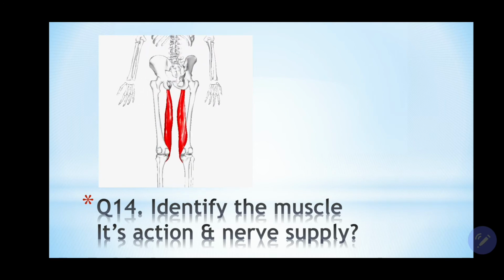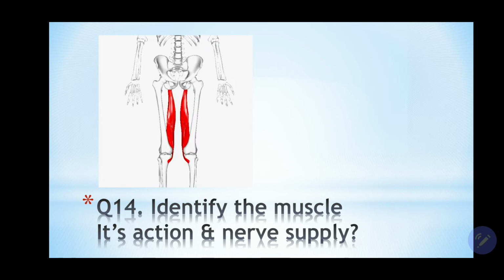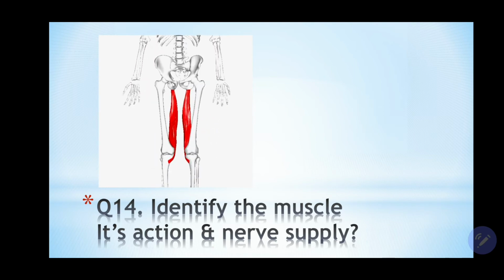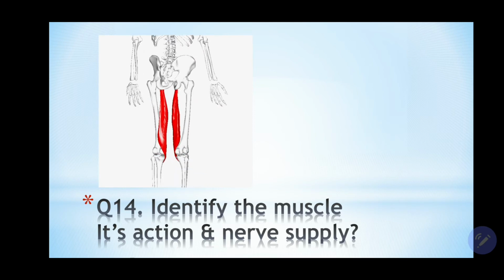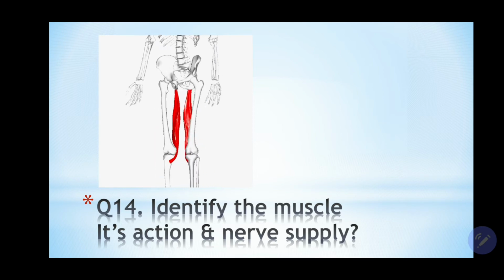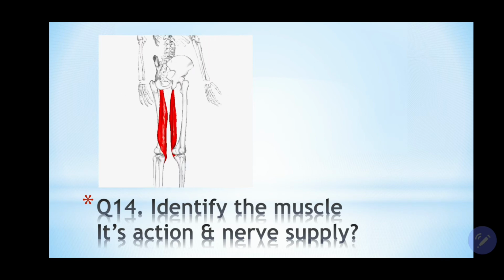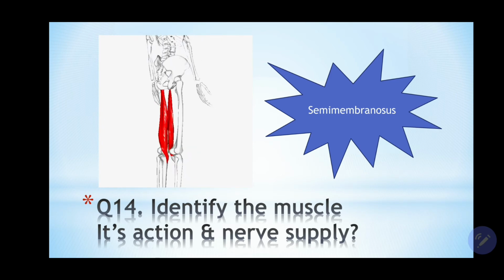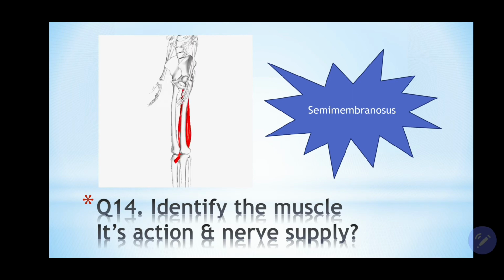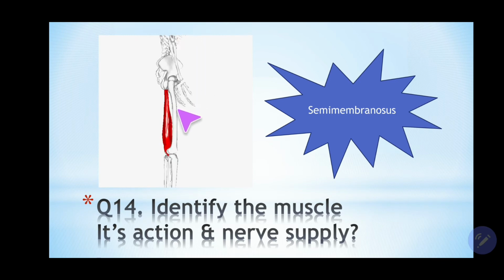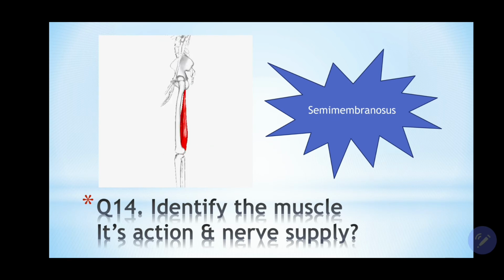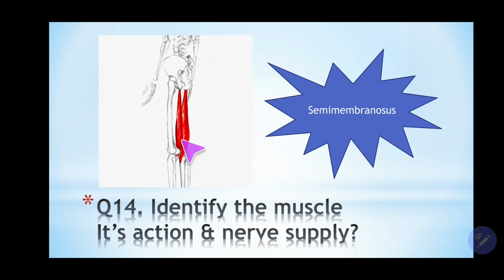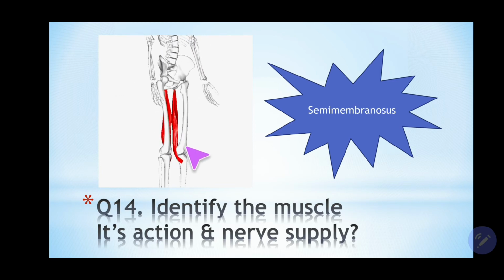Okay, so this is taking origin from the upper and outer quadrant of the ischial tuberosity. I believe you should be able to tell the muscle by now. It is semimembranosus, because it's taking origin from the upper and outer surface of the ischial tuberosity. Okay, then if you can see, it's like a 3D view, that this muscle, when it reaches down here, becomes flattened, and it has a concavity behind.